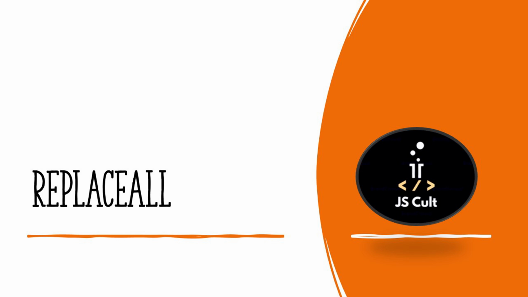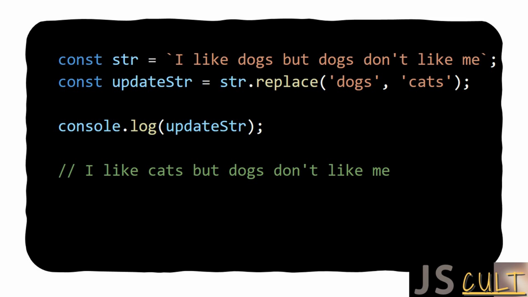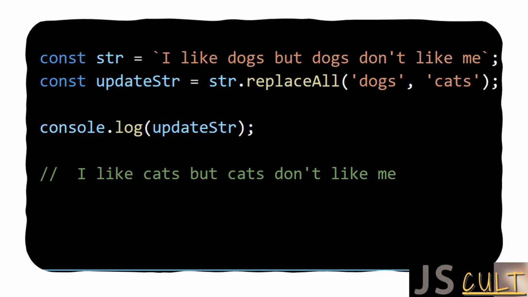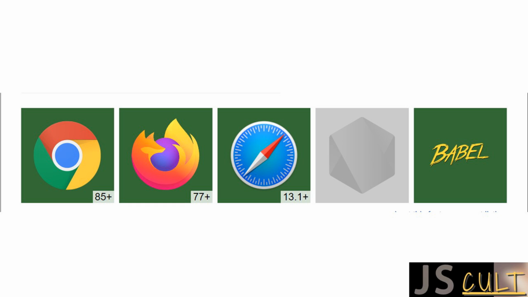After matchAll, we have replaceAll. Before replaceAll, we had the replace method. Replace will only replace the first occurrence of the search string or regular expression. To replace all the occurrences, we need to apply the newly introduced replaceAll method of the String class. This method is yet to be available in Node.js.